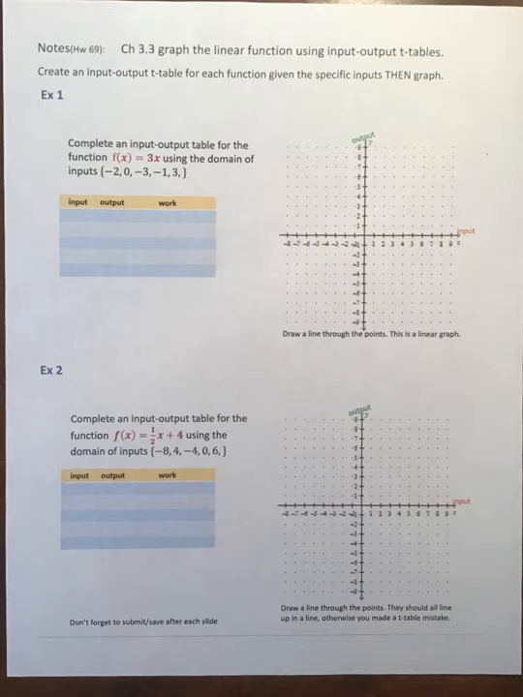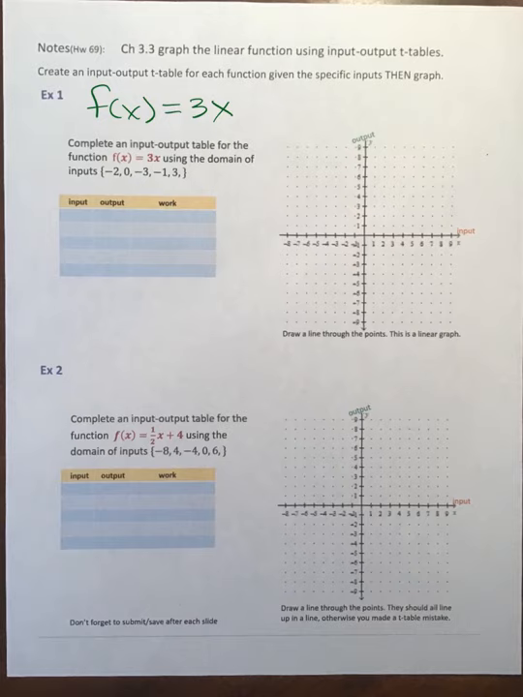Okay, so today we're looking at 3.3. It's Notes for Homework 69, using input-output tables to graph a rule or a function. So in this case, in problem number 1, I'm going to write it bigger. The function is f of x equals 3x. It's kind of written small there.